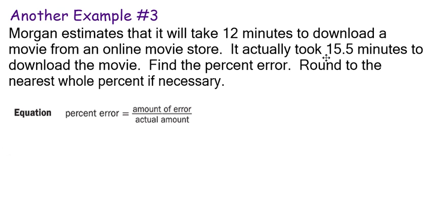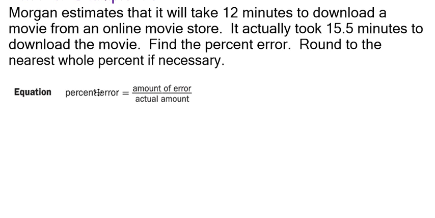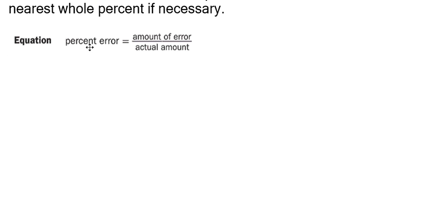Here's just one more example before we go. Morgan estimates that it will take 12 minutes to download a movie from an online movie store. It actually took 15.5 minutes to download the movie. Find the percent error, round to the nearest whole percent if necessary. So again, that word actually is the amount that's going to go in our denominator. So we're going to find the percent error, which is the amount of error over the actual amount.